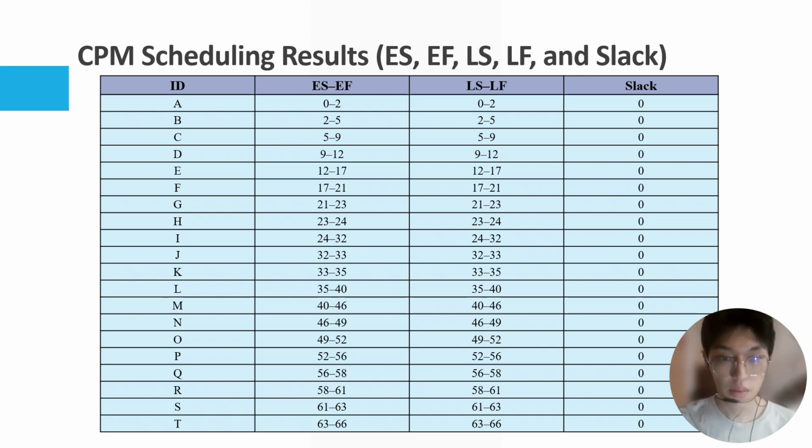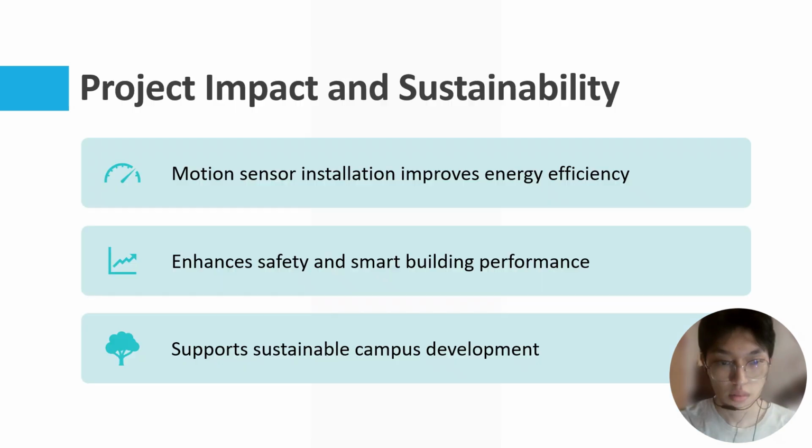This is the CPM scheduling results of our project. From this table, we can see that the slack of all activities is 0. This is because ESEF and LSLF of all activities are equal. Thus, the slack or float of activities is 0.